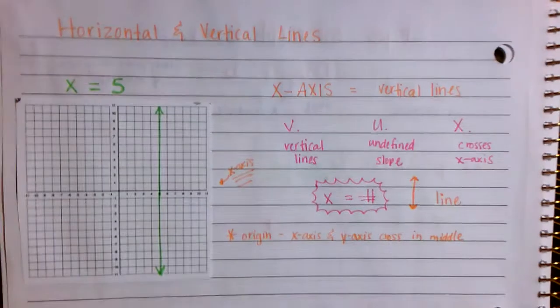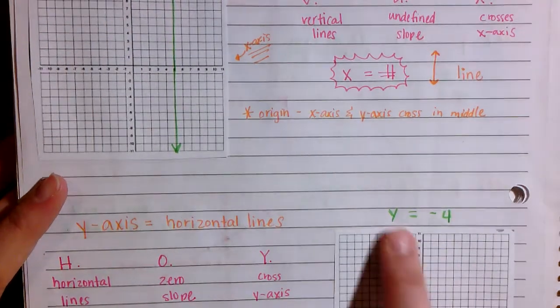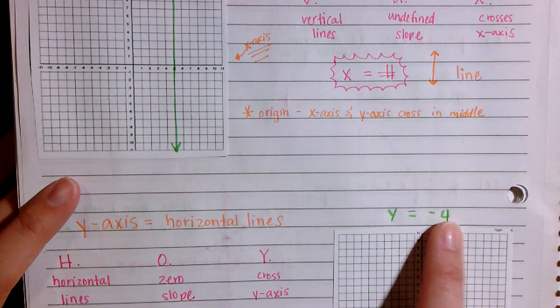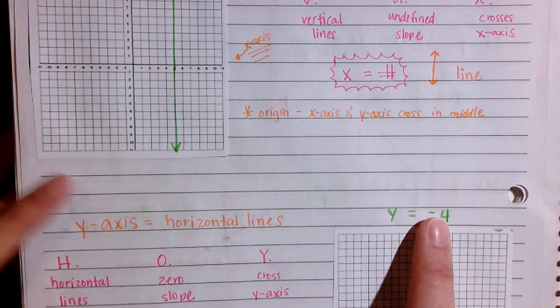Now, if you only see x equals a number or y equals a number, you know that that is going to be a straight line, either up and down or side to side. It doesn't have all those other variables in it. It just has x equals a number or y equals a number.